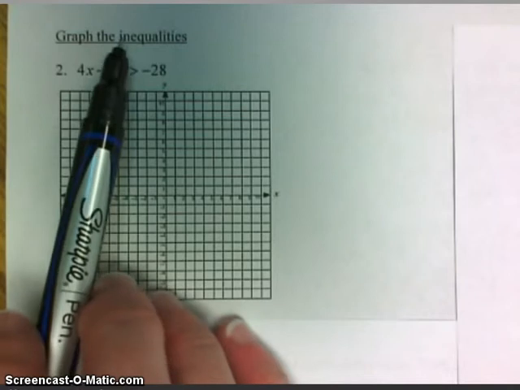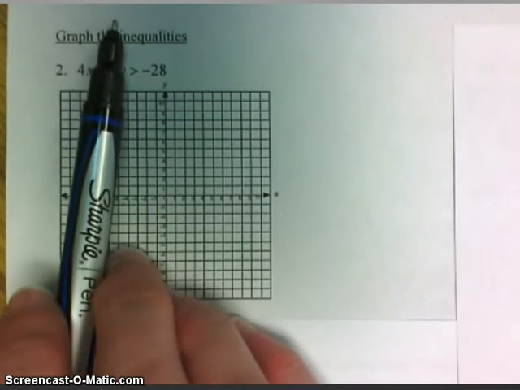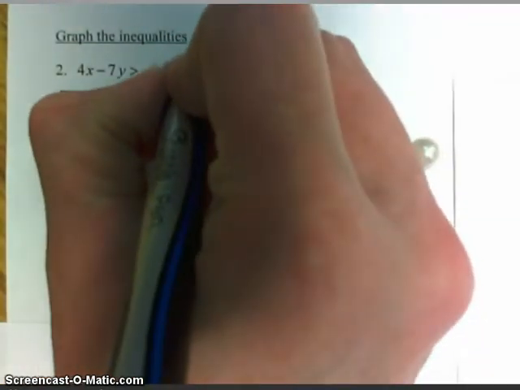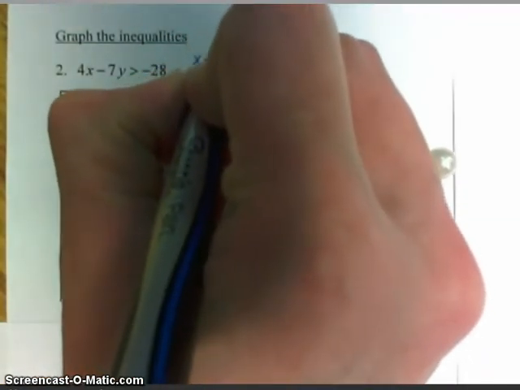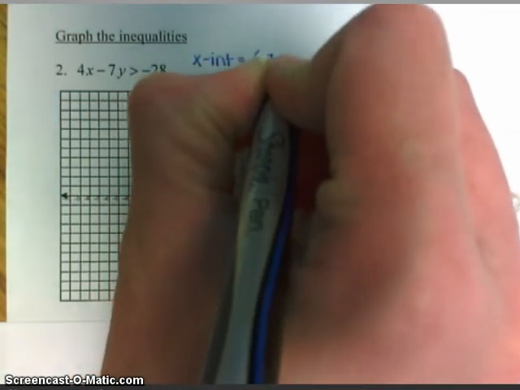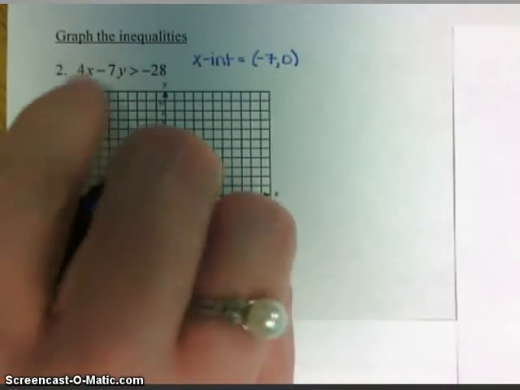So if I cover the y up here, and I want to find the x-intercept, what I have is 4x greater than negative 28. Now you have to think of this as an equation when starting your graph. So this is 4x equals negative 28. If I want to simplify that, I would just divide both sides by 4. So negative 28 divided by 4 gives me negative 7. My x-intercept is negative 7. That means that x is negative 7 when y is 0. That's why I covered the y up.